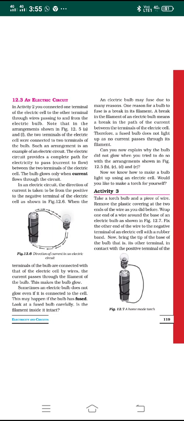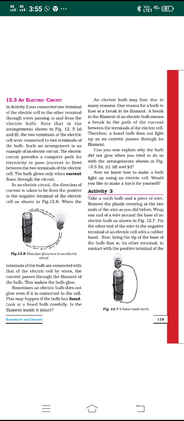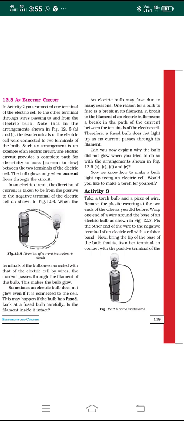Now, sometimes an electric bulb does not glow. This is because the filament has been fused. This fused filament may not allow the electricity to pass. So now let us see what is there inside the bulb. An electric bulb may fuse due to many reasons.